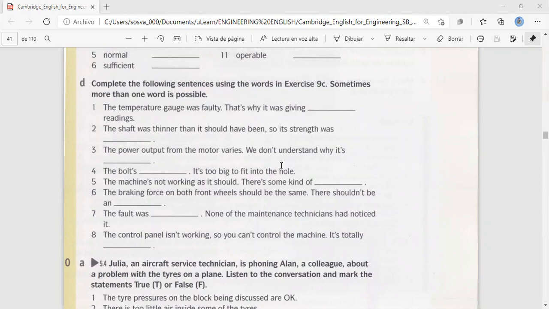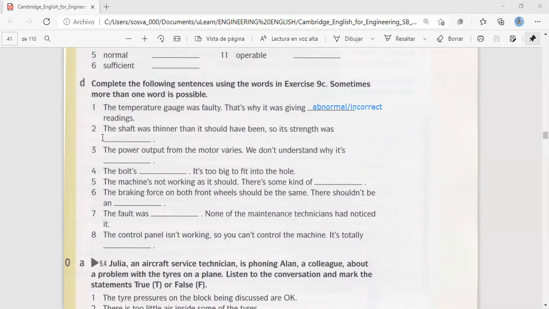It says, the temperature gauge was faulty. That's why it was giving abnormal readings. Abnormal, yes. Or we can also use, for example, incorrect. But both of them are correct.